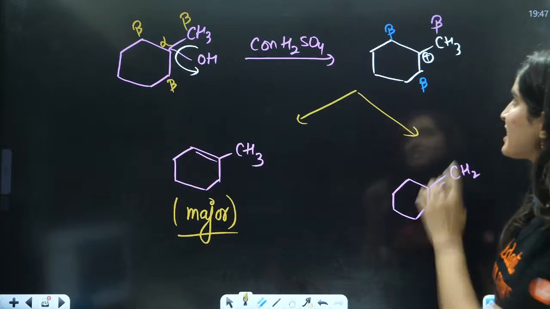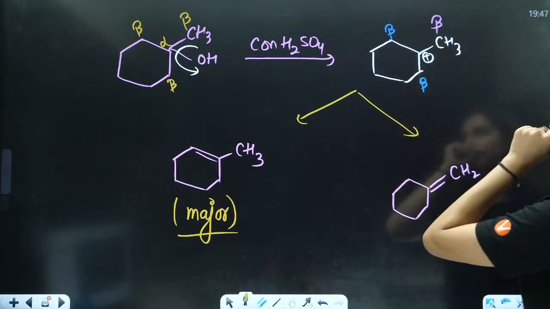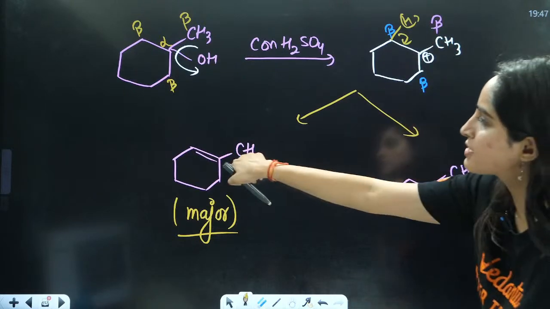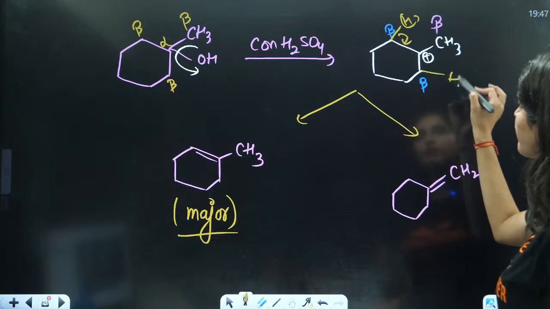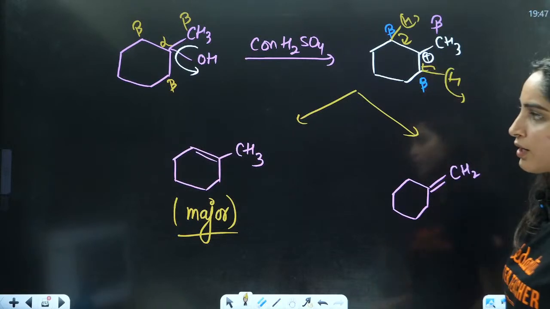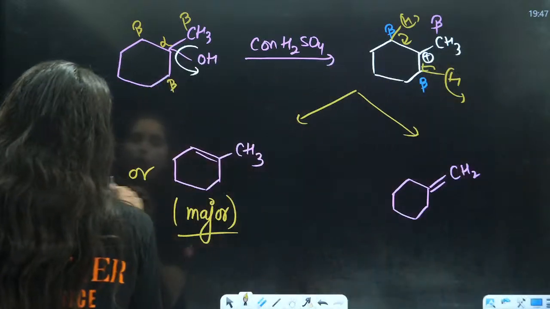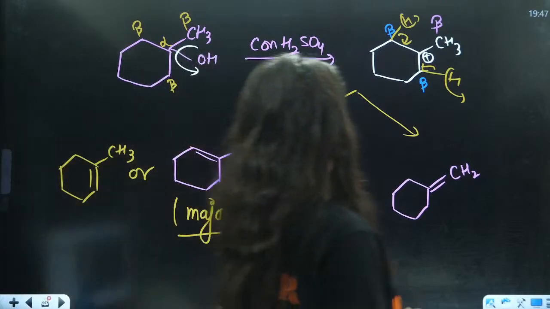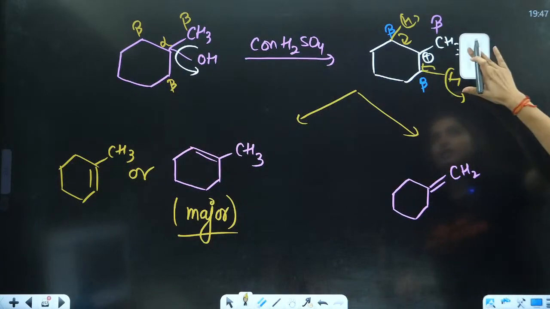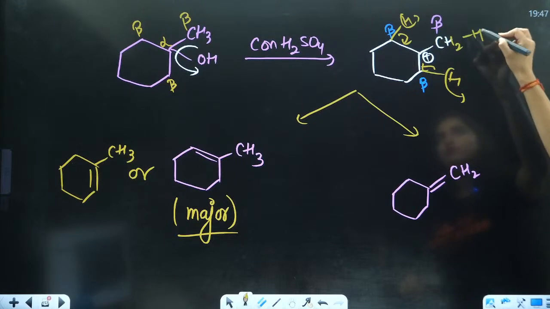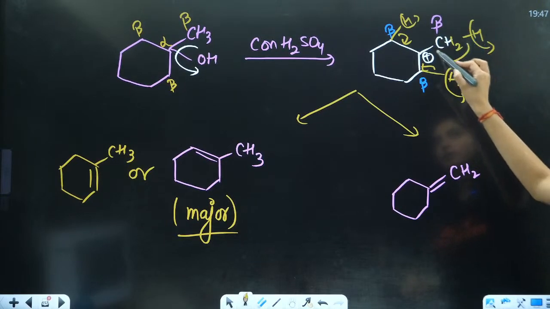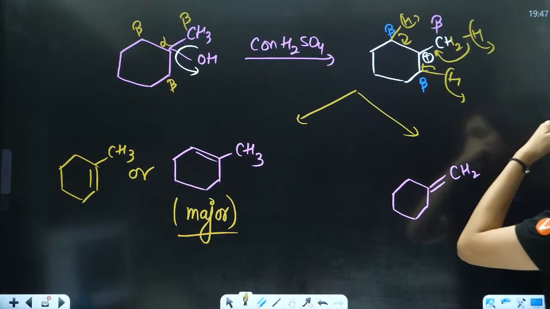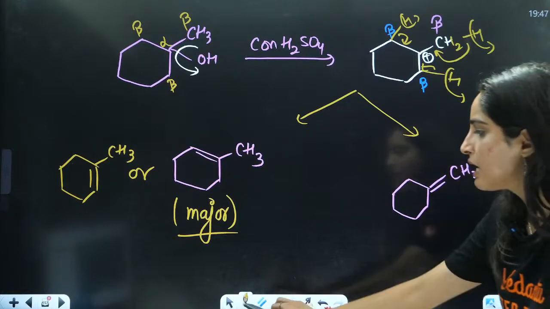Right? So now H will be eliminated either from this side or from this side. If H is eliminated from this side, then you will have the formation of this double bond over here. If H is eliminated from this side, then you will have the formation of this double bond, right? Either you draw this or you draw this, that is the same thing only. But if hydrogen is eliminated from this side, then H2 will be eliminated here, the double bond will be shifted here, and hence you will have the formation of this thing. Now, which will be major?